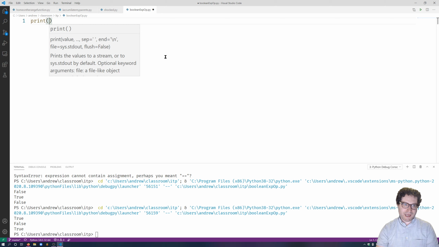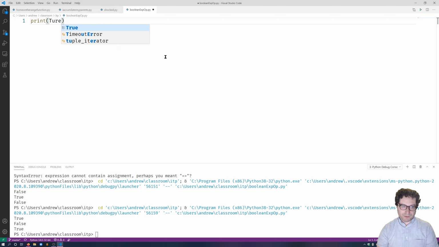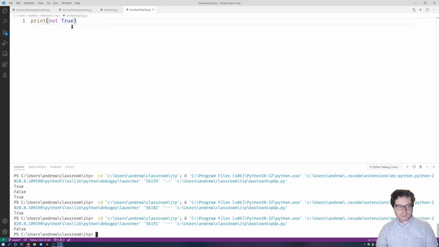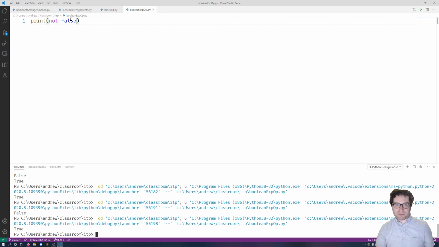So let's go ahead and print out true. No problem. True. All right. Well, what is not true? This gives us the opposite of true, which would be false. Fairly simple. That's pretty much as complicated as it gets. Where if we say not false, that's going to be true. Again, that's as complicated as it gets.